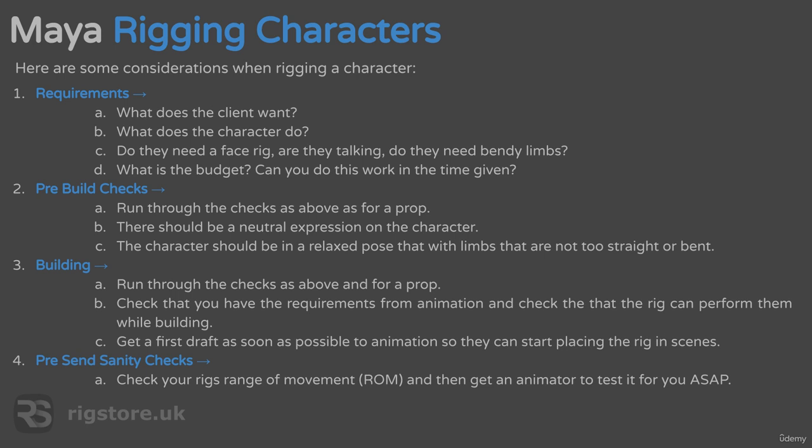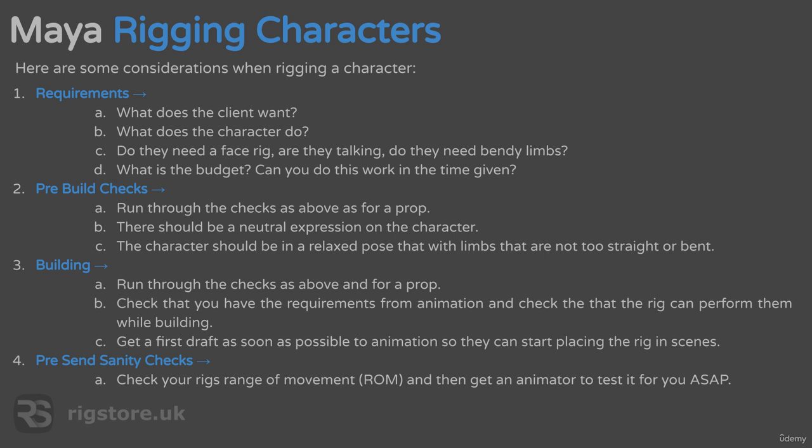If the client just wants a quick-made character with hardly any time spent on it, but the character has to be doing flips, splits, and lots of crazy animation, then those two first questions are at odds, and you need to talk back to your client. Does the character need a face rig? Are they talking? Do they need bendy limbs? Again, these all add massive amounts of time, depending on how much you've automated the building of your rig.